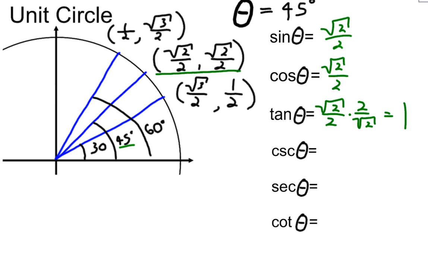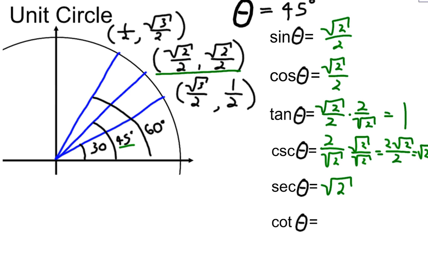For cosecant, it's the inverse of sine, so we get 2 over square root of 2. Rationalize. And we get 2 square root of 2 over 2, which is equal to square root of 2. Well, secant's going to be the same, square root of 2. Inverse of 1 is still 1 for cotangent.